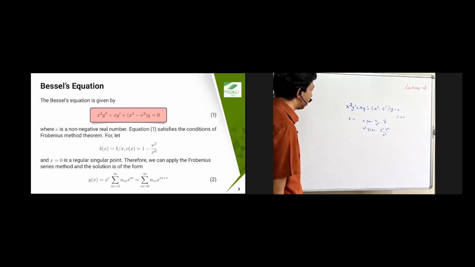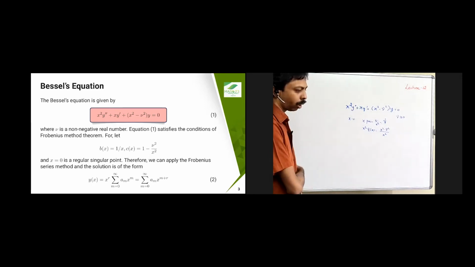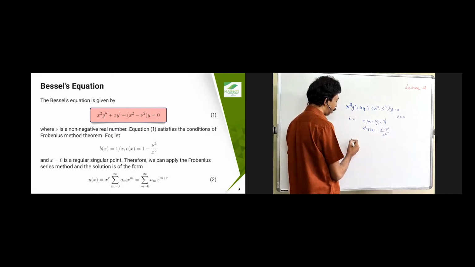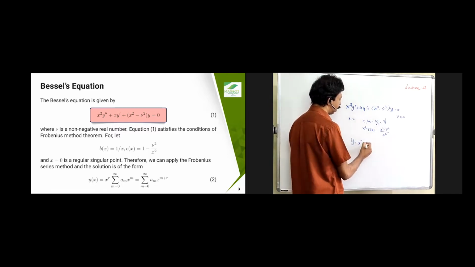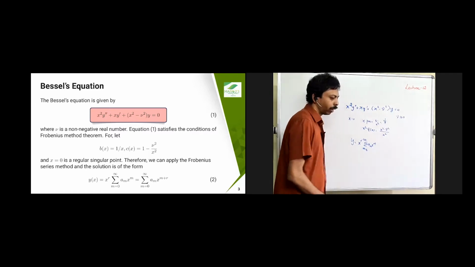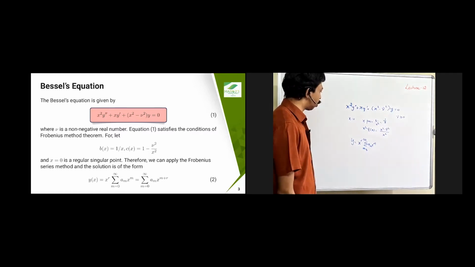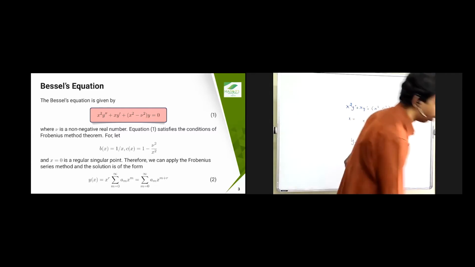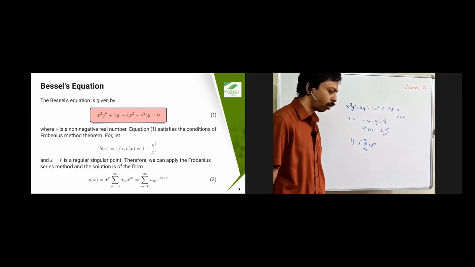So the solution is going to be x power r times a series. x equal to 0 is a regular singular point, so you can directly use the Frobenius method, where y equal to x power r summation m equal to 0 to infinity a m x power m is going to be one of the solutions. The second we are going to find. So we can apply the Frobenius series and then find the solution. That's what we are going to do. So let us find the solution of this.